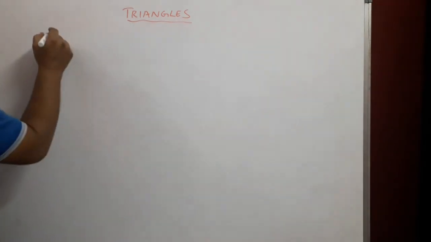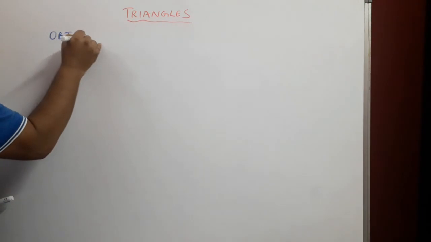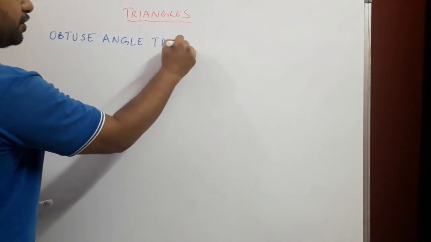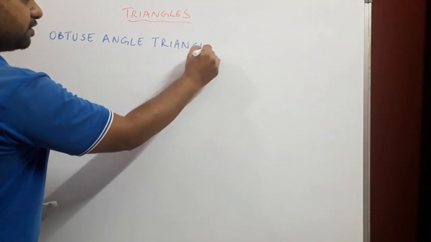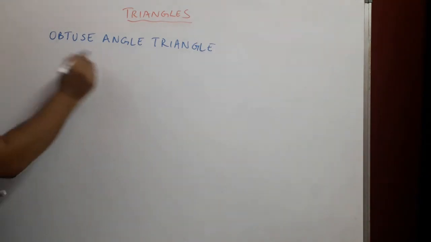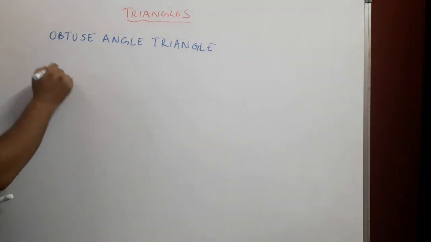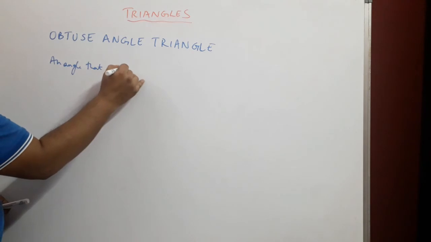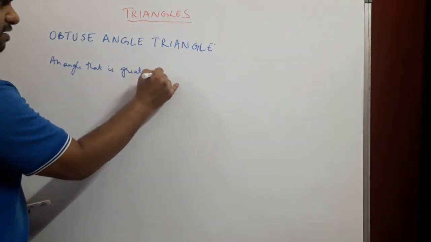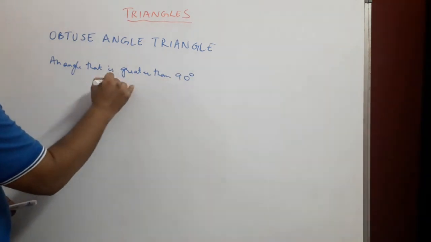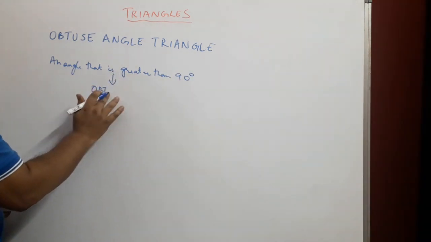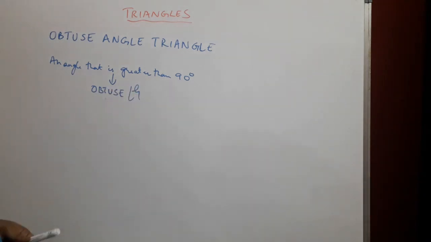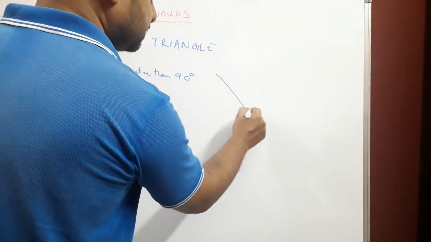Our next triangle is called an obtuse angle triangle. What is an obtuse angle triangle? For that, we need to know what is an obtuse angle. An obtuse angle is any angle that is greater than 90 degrees. If we were to draw an obtuse angle, it will be something like this.